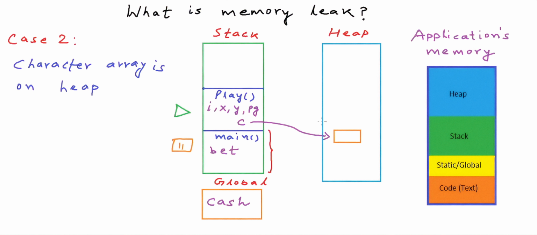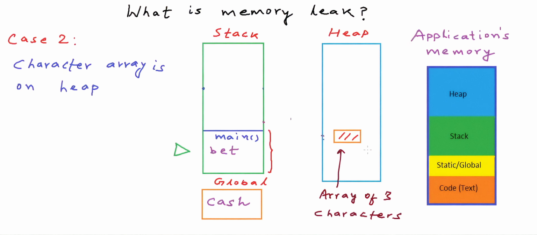Anything that is on the heap has to be accessed through a pointer variable. So here we have created the array on the heap, and we have kept only a pointer variable on the stack. Now when the call to the play function finishes, the memory allocated for the execution of the call to play will be reclaimed, so all the local variables will go away, but this memory on the heap will lie unused and unreferenced, and it will not get deallocated.